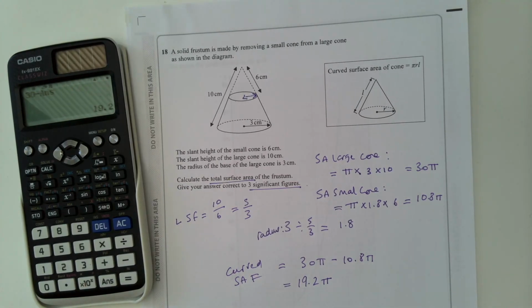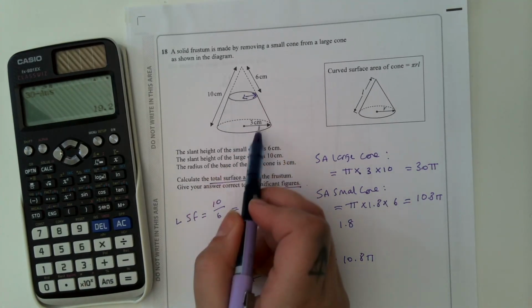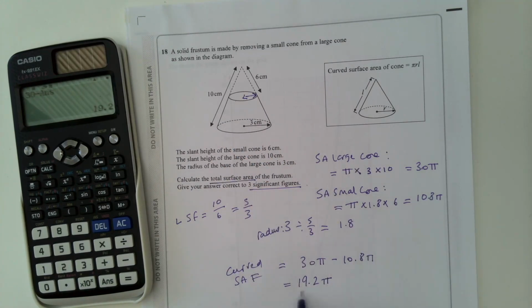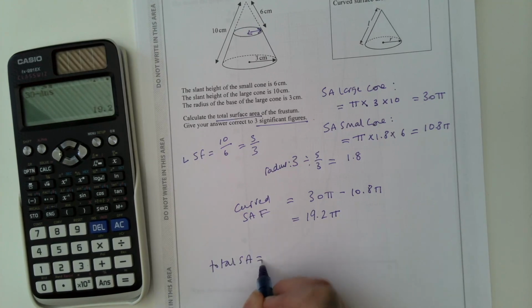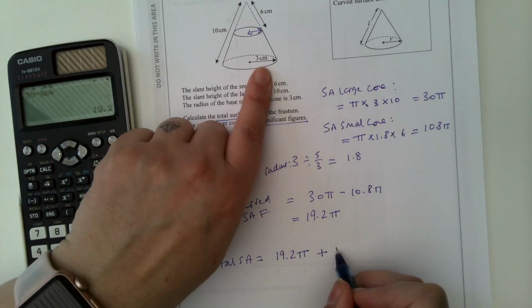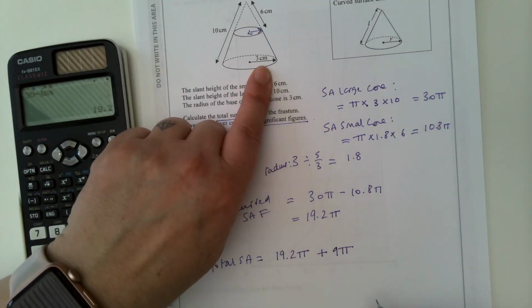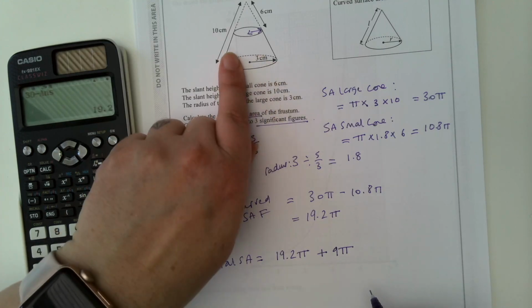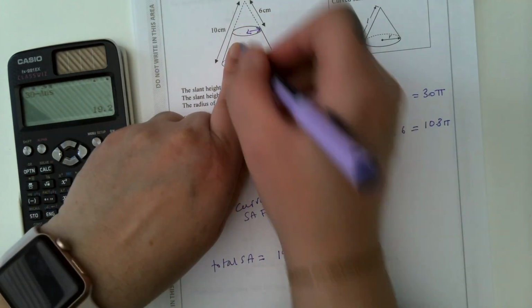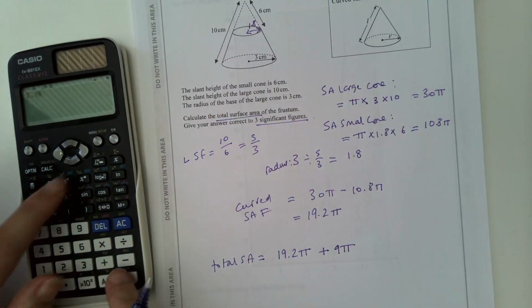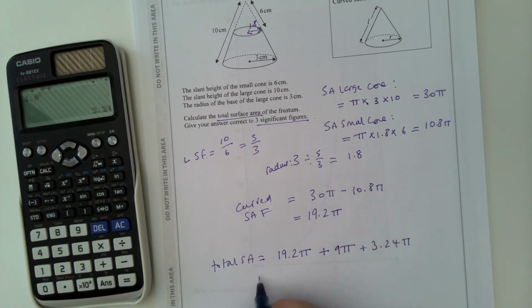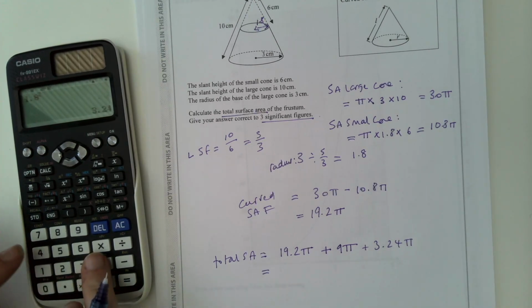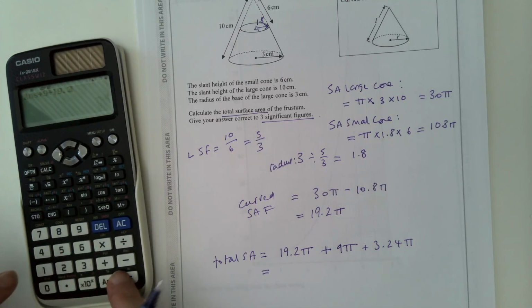But for the total surface area of the frustum, I need the area of this circle and the area of this circle, then I need to add it to this. So actually the total surface area is 19.2 pi, add 9 pi, because it's pi r squared for the area of this circle. And then this, we said this was 1.8, so 1.8 squared is 3.24 pi. So we've got 3.24 plus 9 plus 19.2.